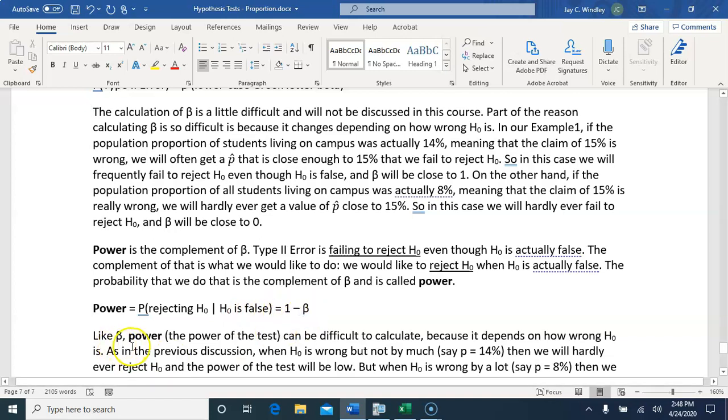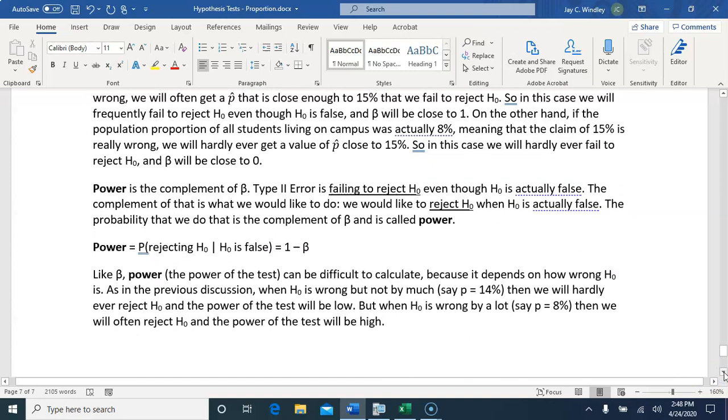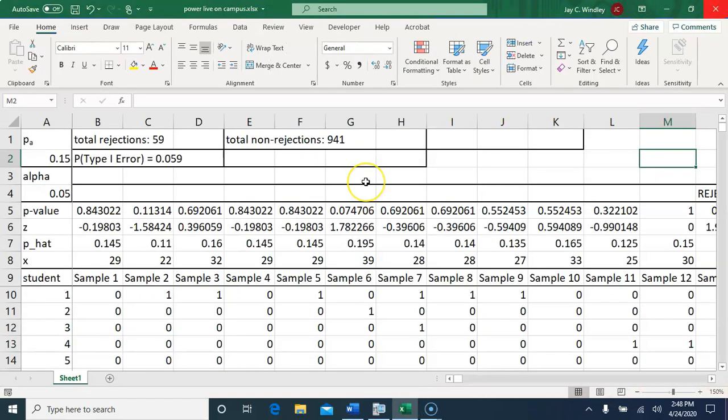And like beta, power can be difficult to calculate. Power is also referred to as the power of the test. It can be difficult to calculate because it depends on how far wrong H0 is. And I said a lot here in words, but let me show you. This is a simulation of our Cal Poly Pomona living on campus example.